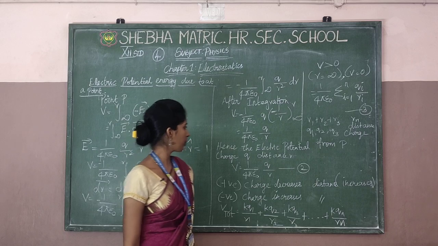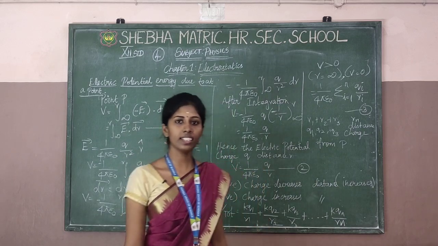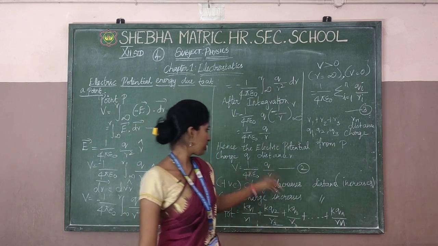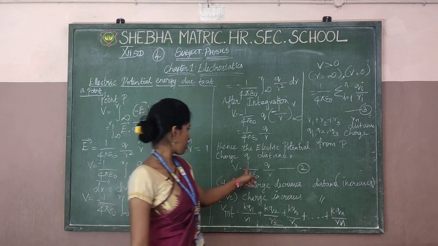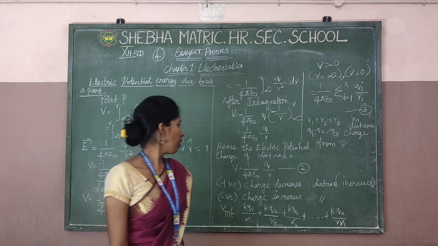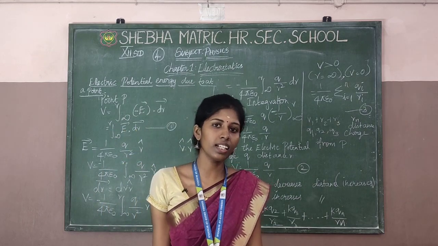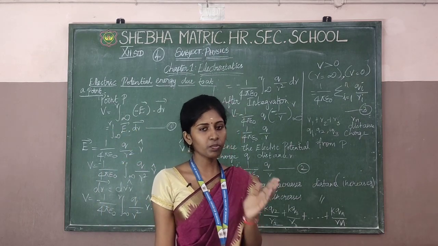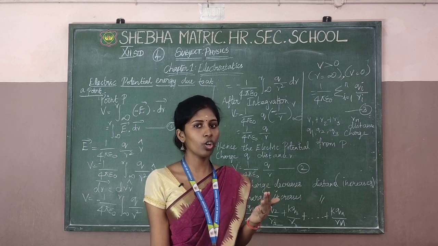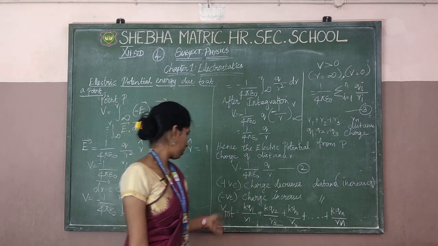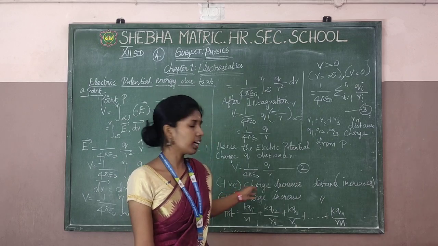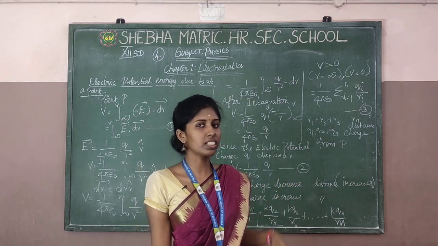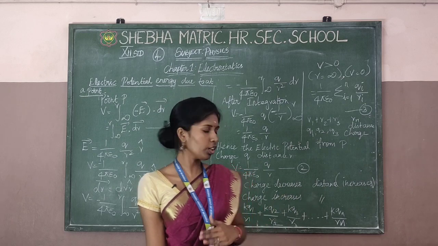Hence, the electric potential due to charge q at distance r is V is equal to 1 by 4 pi epsilon naught q by r. It's equation 2. Now, as the positive charge decreases, the distance will increase. If a negative charge is applied, the charge also increases and the distance also increases.